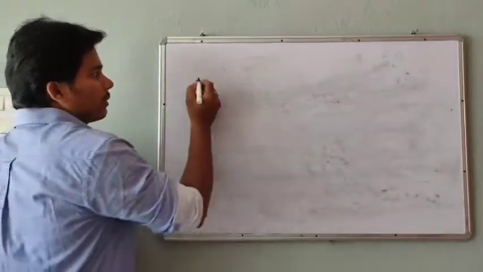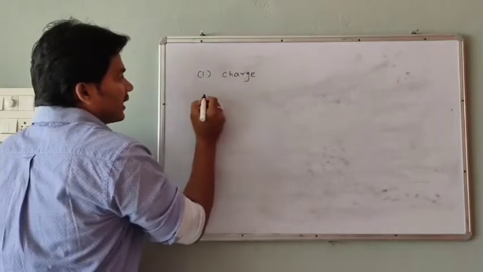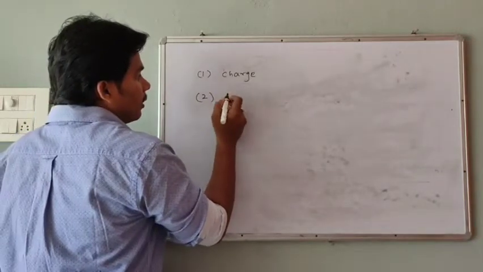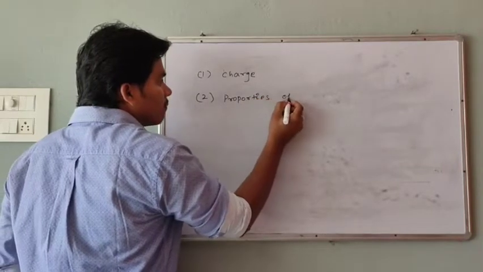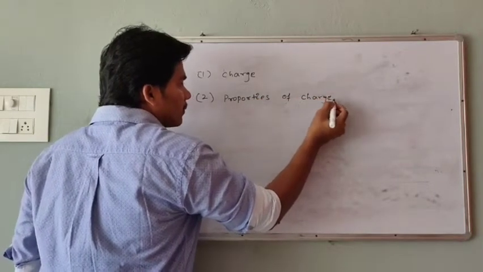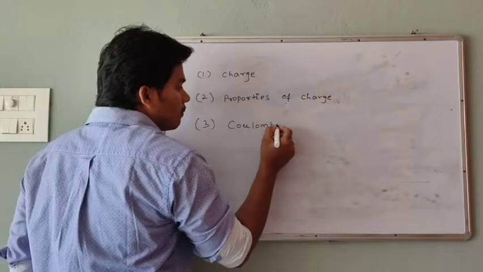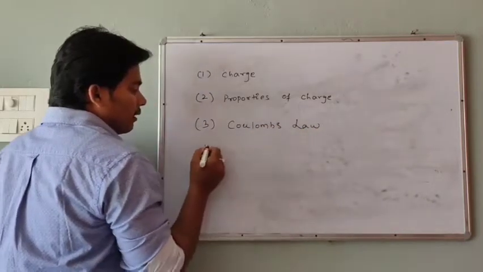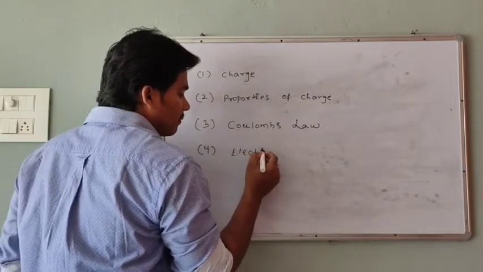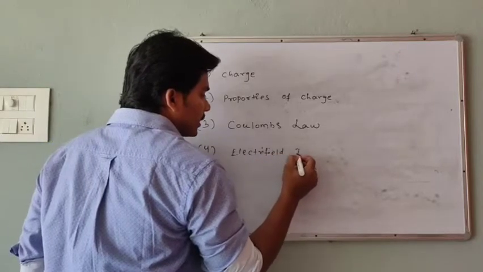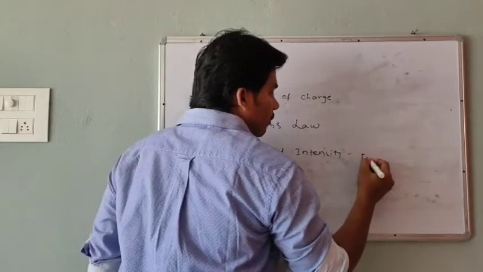First of all, today's first topic is about the charge. The second topic is about the properties of charge. The next topic is Coulomb's law, and the last topic of today's class is electric field intensity. Before knowing about the electric field intensity, we shall discuss the electric field also.